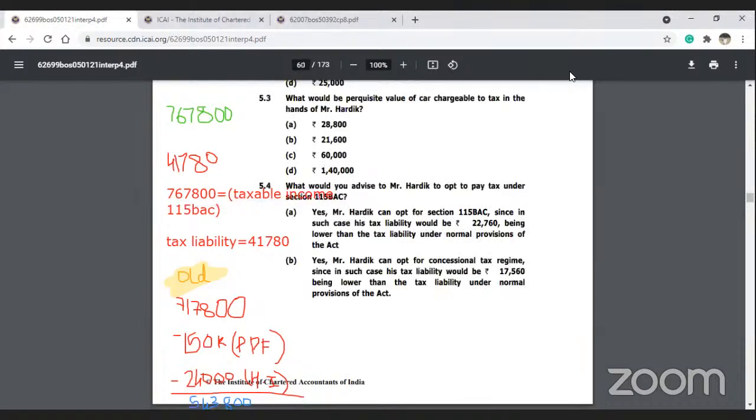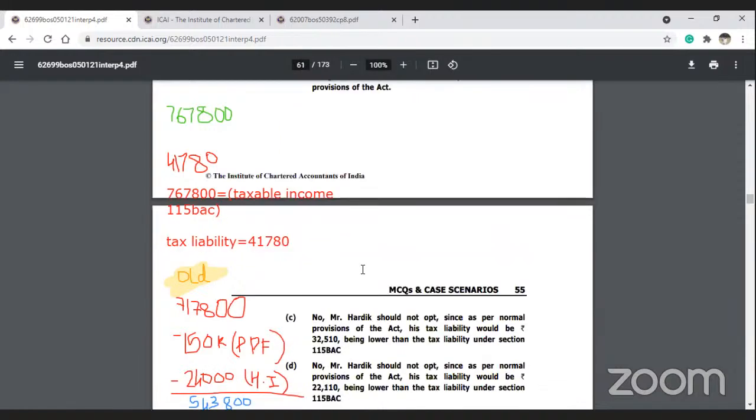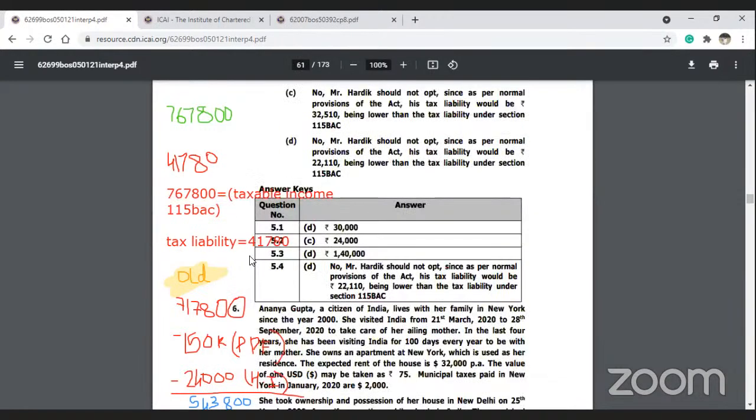So section 115BAC he should opt for, no? Yes, he should opt for it. So option D is correct, no? Yes, it is correct.